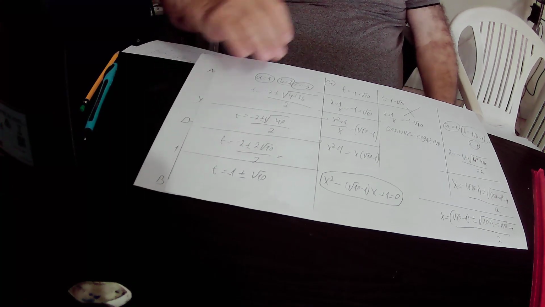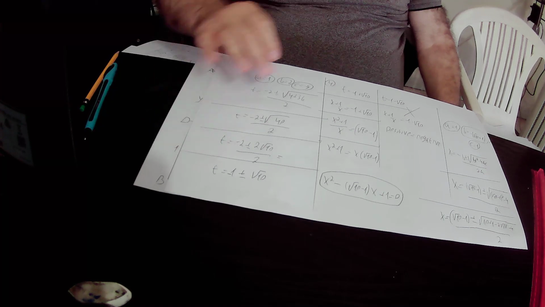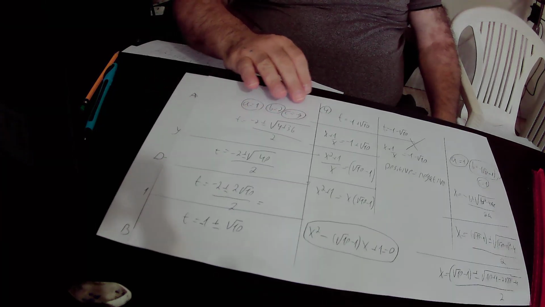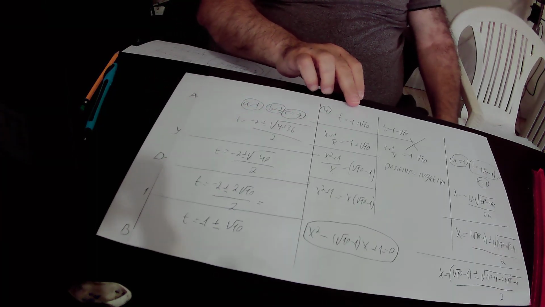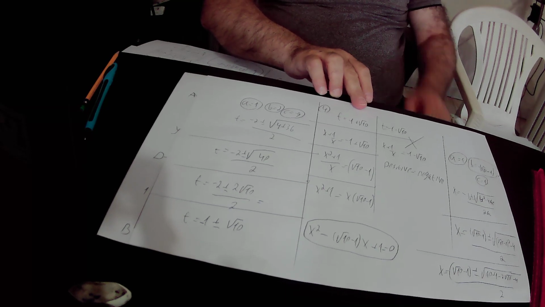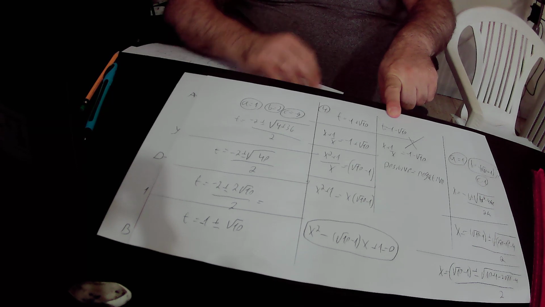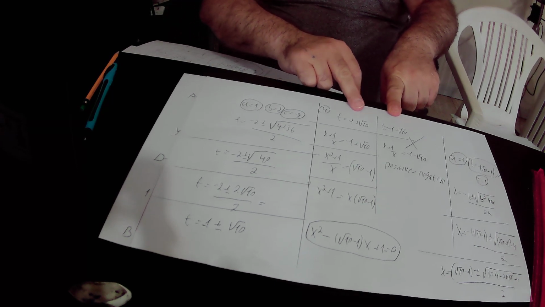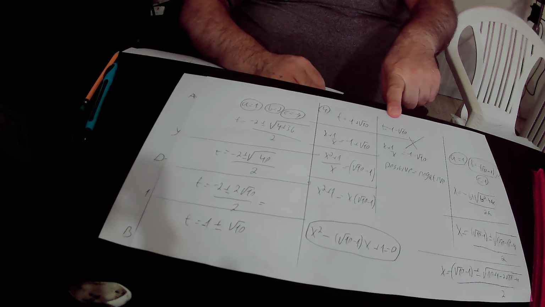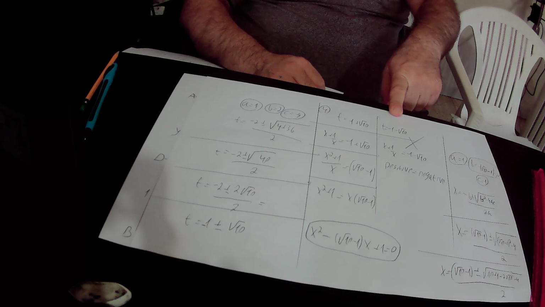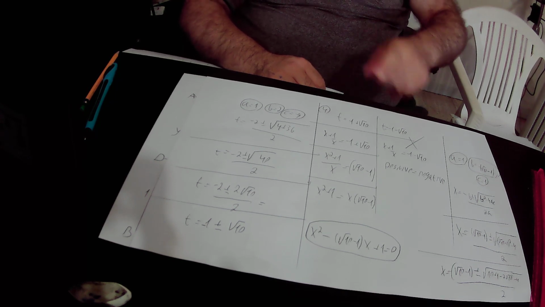So we have here two possible solutions. The first solution for t is t equals minus 1 plus square root of 10, and the second solution is t equals minus 1 minus square root of 10.